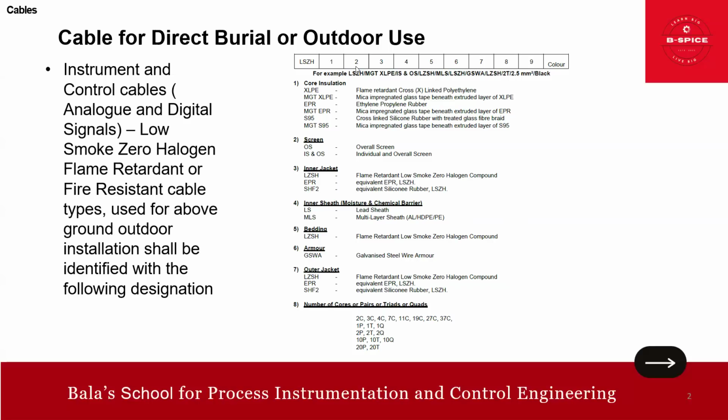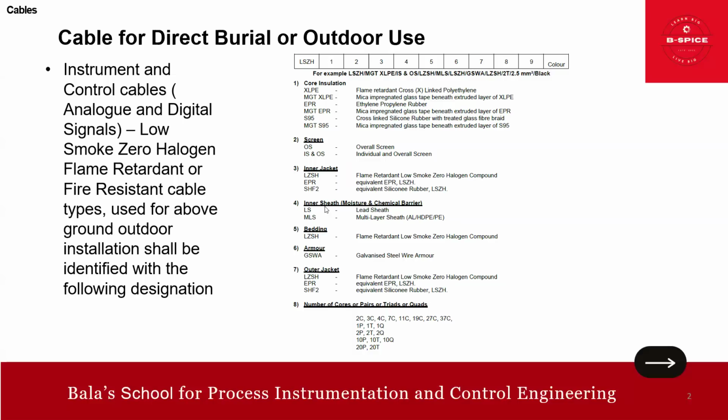Then coming to the second one, that is screen. OS means overall screen. IS and OS means individual and overall screen. This you know, right? Yes. Then number three, inner jacket. This one, LSZH, that is flame retardant, low smoke, zero halogen compound. Then EPR, equivalent EPR of LSZH. Okay. Then you have SHF2, equivalent silicone rubber.